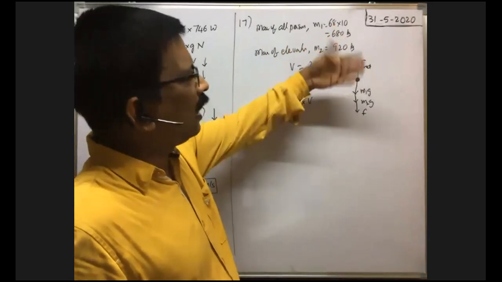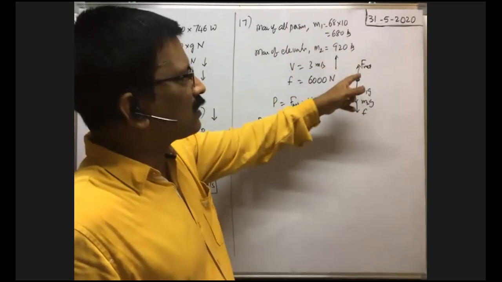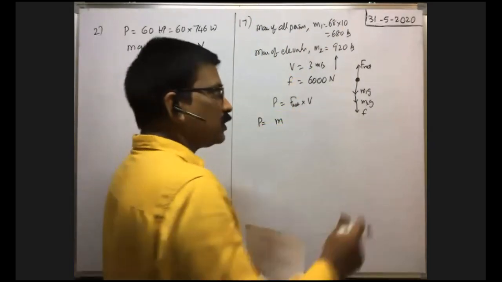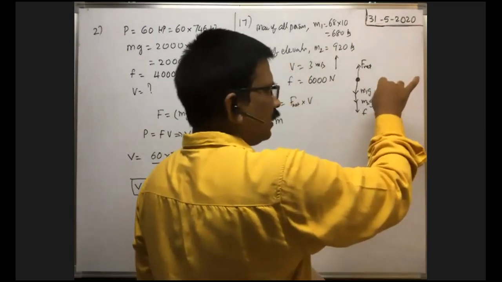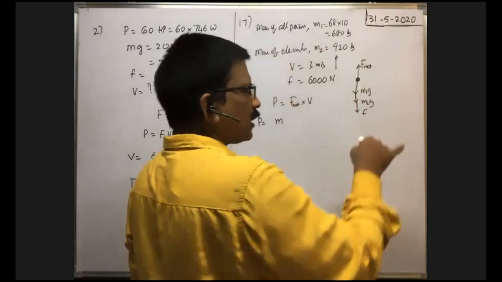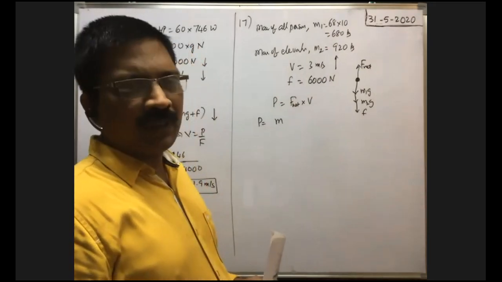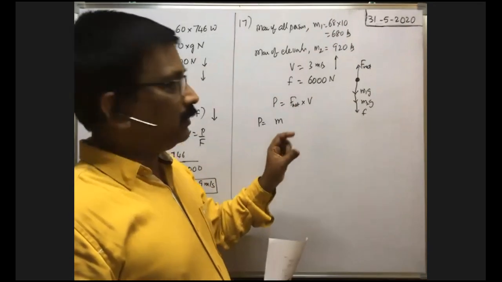While going up, of course, the weight of the persons and the weight of the elevator all act downwards. As the lift moves upwards, the friction force acts on the lift in the downward direction. Suppose the lift comes down, then the friction force is upwards, and the weights m1g and m2g are both downwards. Then what is the net force in the downward direction? m1g plus m2g minus the friction force. That is the net force.